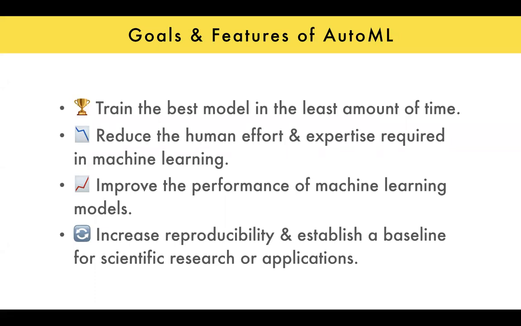You could have other goals that are adjacent to that, where you could say, give me the best interpretable model in the least amount of time, or you could put other constraints, or just the best tree-based model in the least amount of time. There could be subsets of that where people could also call that AutoML.